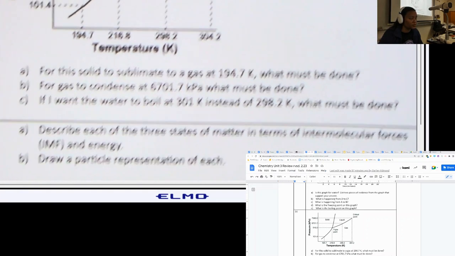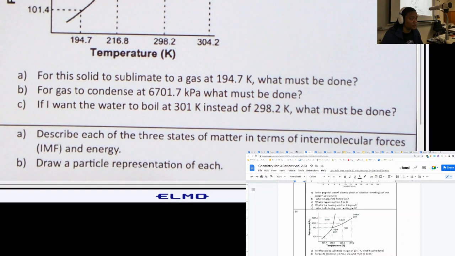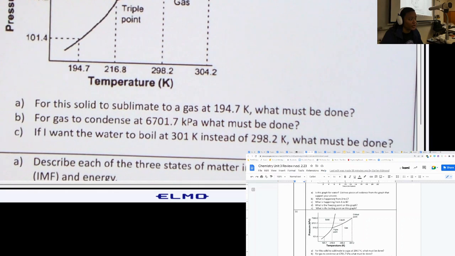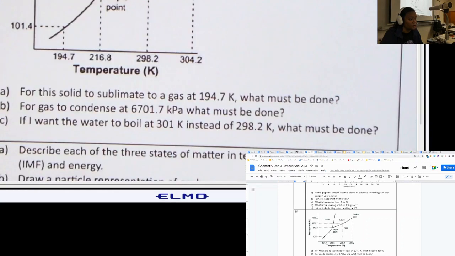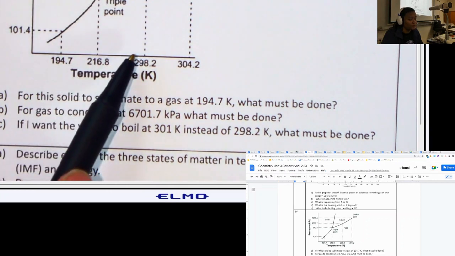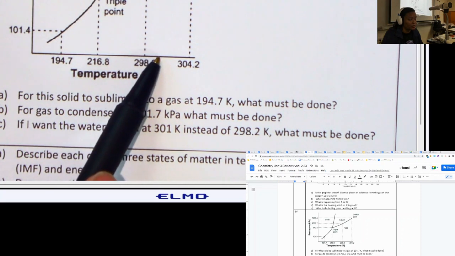The last question for this number, letter C. If I want the water to boil at 301 K instead of 298.2 K, so let's go to 301 K on the temperature scale. It says right now it boils at 298.2, but we want it to boil at 301, which is going to be slightly into this area. We want it to boil at 301.